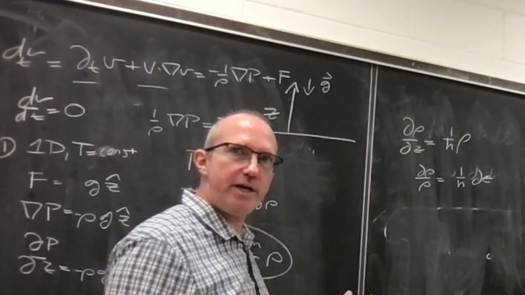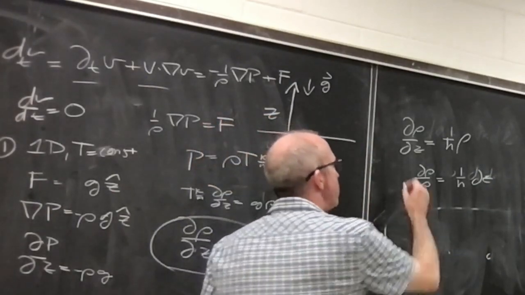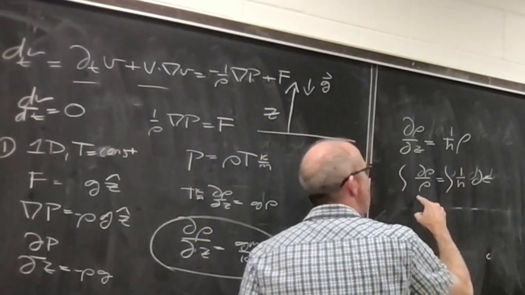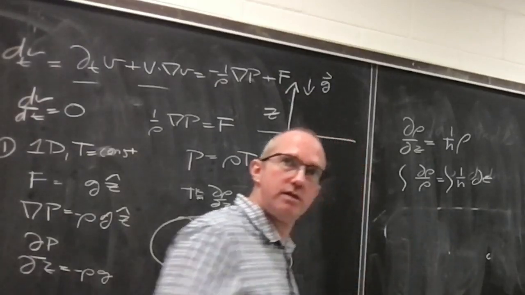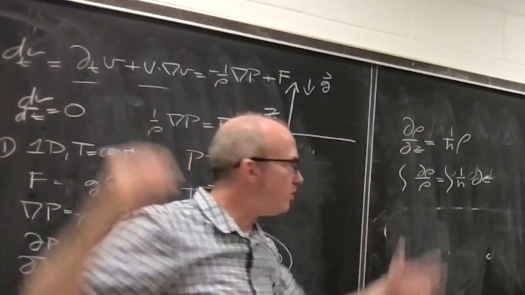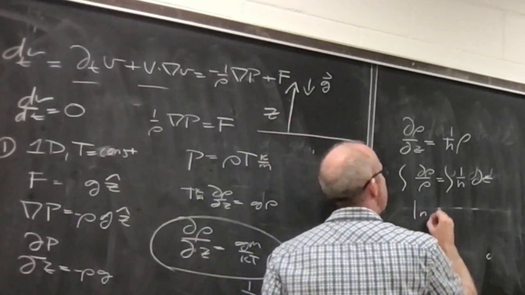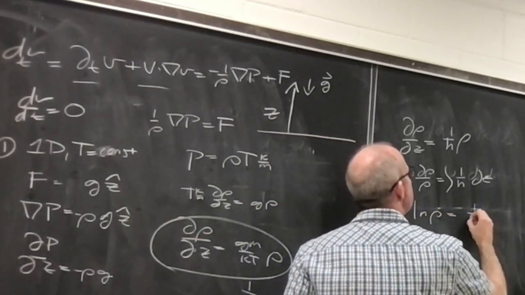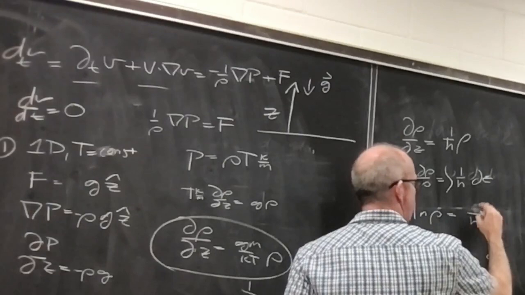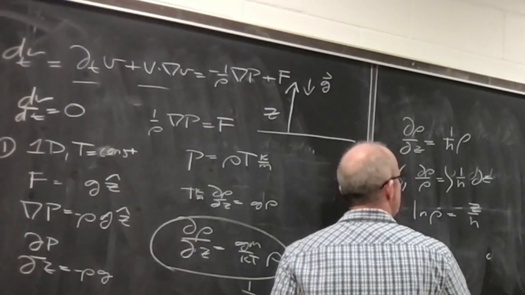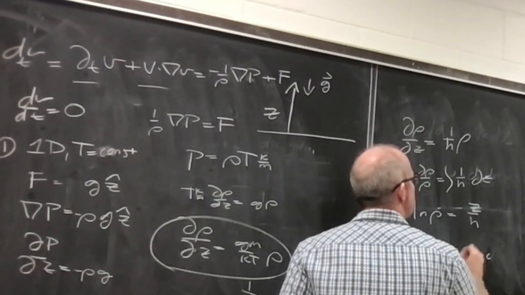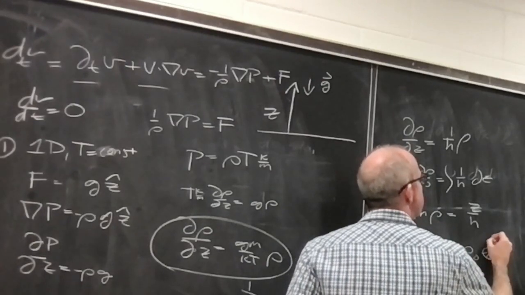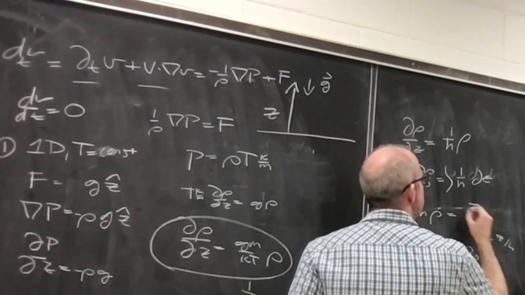And now I have basically full derivatives that I can integrate. What's the integral of 1 over rho? Everybody? Log rho. So this is log rho equals, we integrated z over h. So rho equals my boundary condition times e to the minus z over h. I dropped a minus sign somewhere.